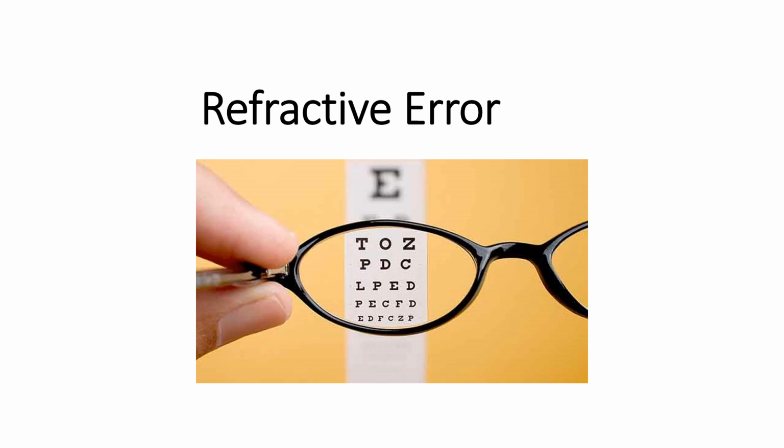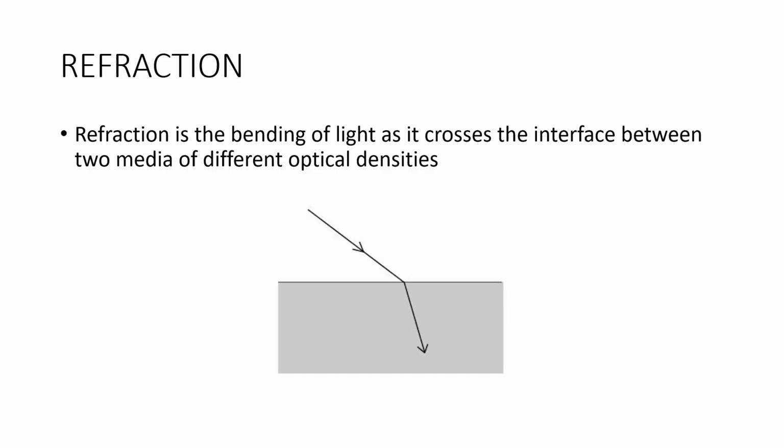So today we'll discuss refractive areas of the eye. Refraction is the bending of light when it crosses an interface between two media of different optical densities. In this case we have a light ray that goes from air, which has a lower density, into the cornea, which has a higher density, and as a result the light is bent.